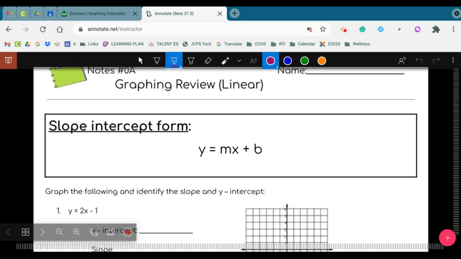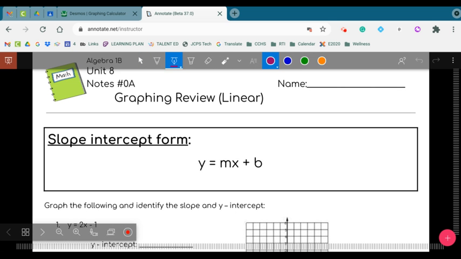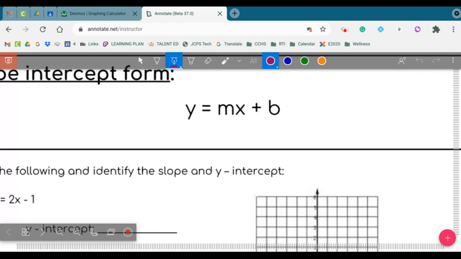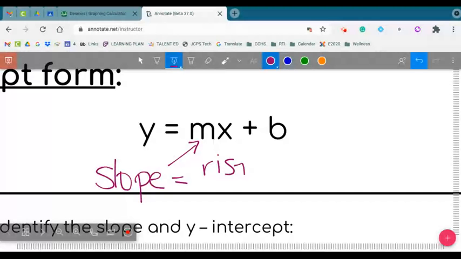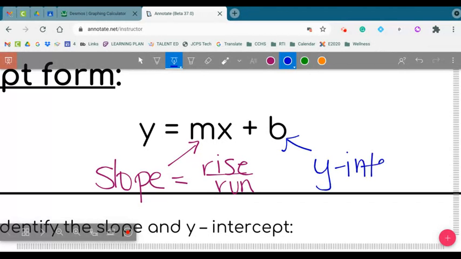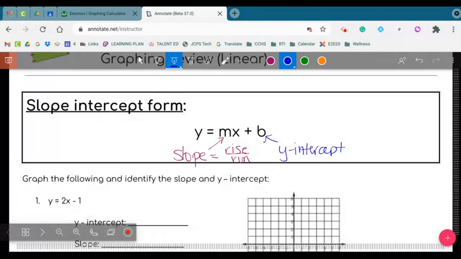Whenever we're graphing a linear function, we have to remember our slope-intercept form, and this form is important. So we have y equals mx plus b. Our m value is always our slope. So remember, slope equals rise over run. And then our b value is our y-intercept. Whenever we're graphing these, we are going to use those two things to graph our points.